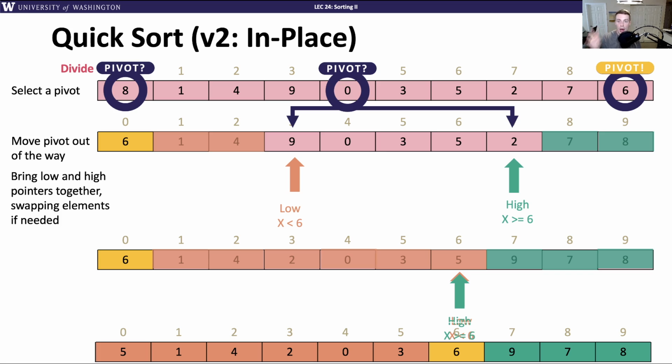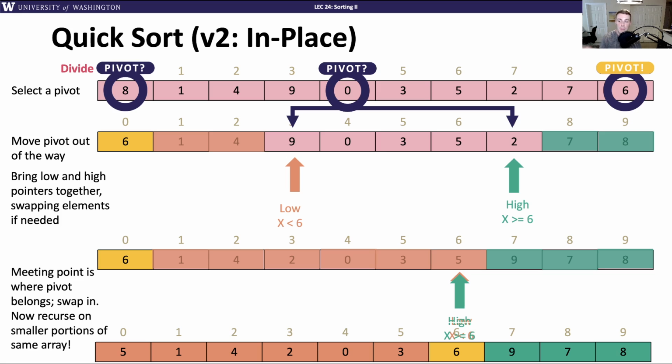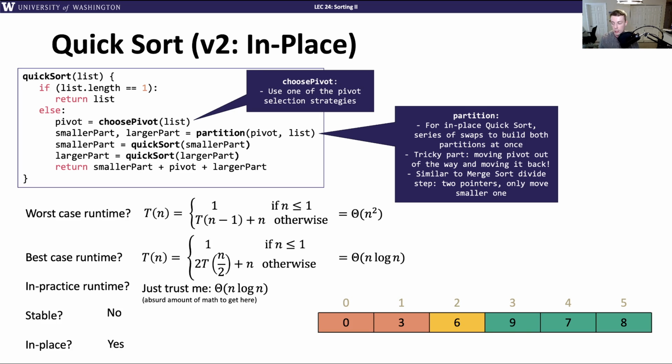Then there's one other huge complication here, which is now that you have these sorted subarrays, doing this in such a way that you can put the pivot back in the middle. So you actually do this before you recurse. So before you recurse on the left and the right, you actually put your pivot at the end of your low section. And that's okay because we haven't sorted the left yet. So when we quicksort the left, everything will be fine. But the meeting point is where the pivot belongs, and we swap that in. And so now we recurse and sort.